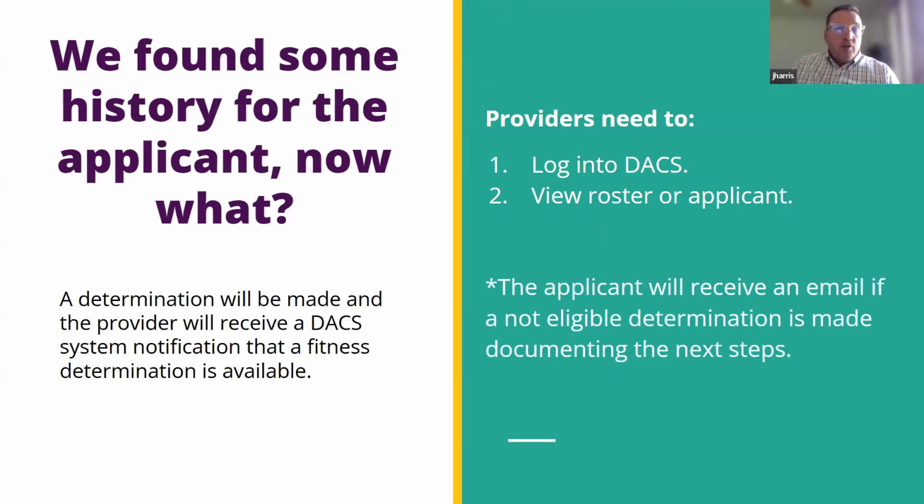So if we find history for the applicant, now what? Okay, and I know Cammie's going to go over our determinations and things like that. But for you as providers, you need to log into DACS, view the roster of the applicant. If we, through the process of finding some information in regards to an individual, make a determination, they will receive notification by email, a specific notification regarding the history that was reviewed and the determination that was made.